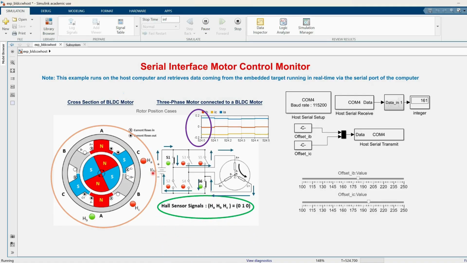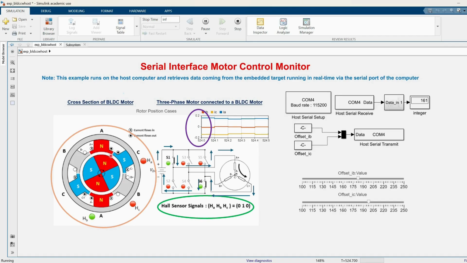So the current comes from the DC voltage supply, and it will flow through switch 1, and it will go directly to phase A plus. So the current comes in from phase A plus. In this part, phase A plus has the cross direction to indicate the current flows in, and the current flows out from phase A minus. So in this part, phase A minus will have the dot direction.